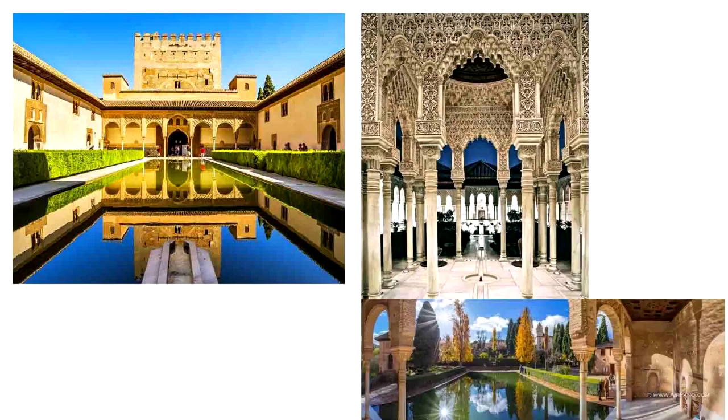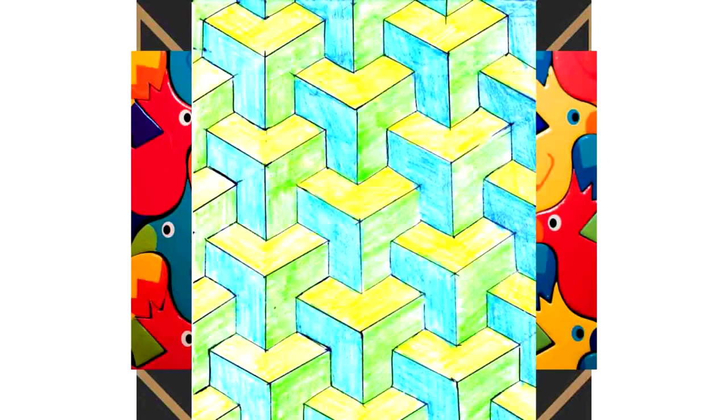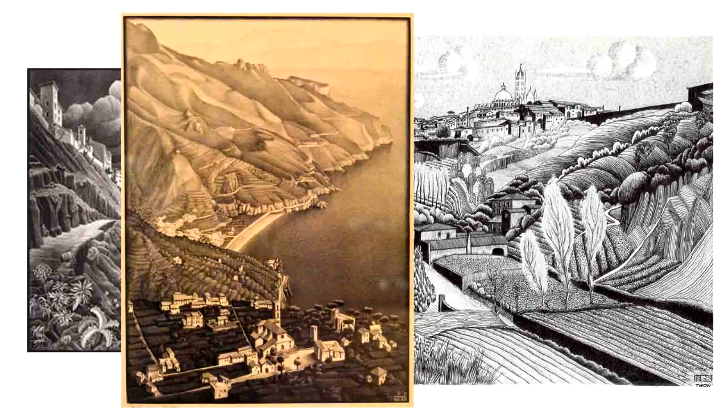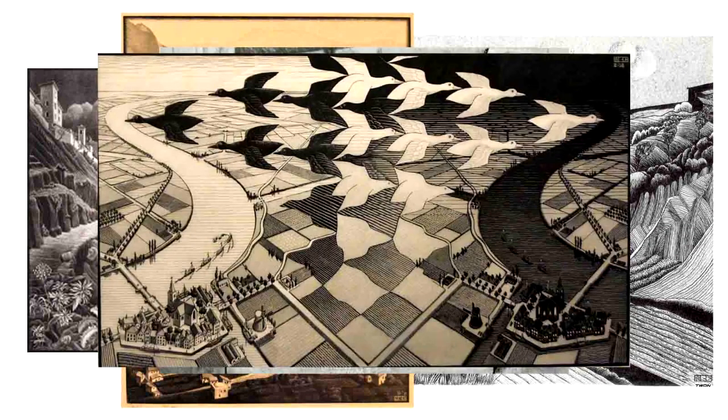The decorations in this architecture are very geometric, and it has tessellations. A tessellation is an interlocking pattern that repeats with no gaps. At first, he drew very realistic art of the many places he visited, but he became more and more interested in the strange things you can do using math in art.